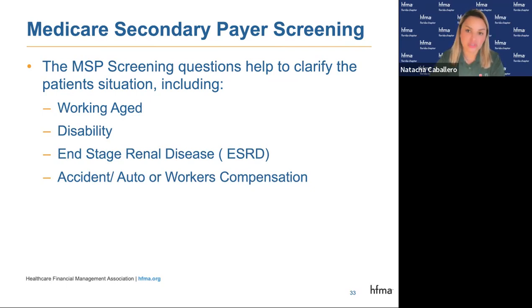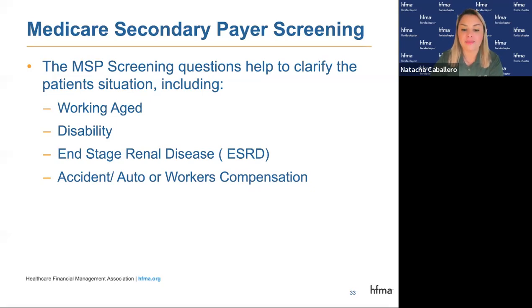If a patient is under the age of 65, has Medicare through disability, and has a group health plan where that employer has more than 100 employees, then that group health plan is also primary over Medicare. If the patient has Medicare through end-stage renal disease and has a group health plan, the group health plan is primary during the first 30 months of that coordination period. Once they have met the 30-month coordination period, Medicare then becomes the primary payer.